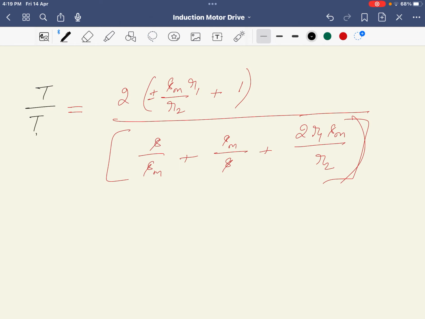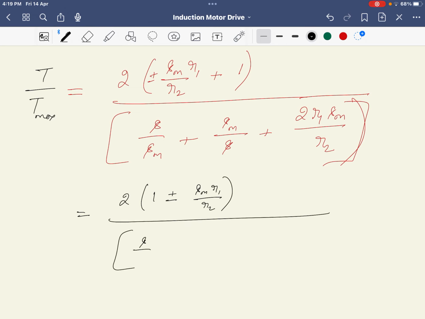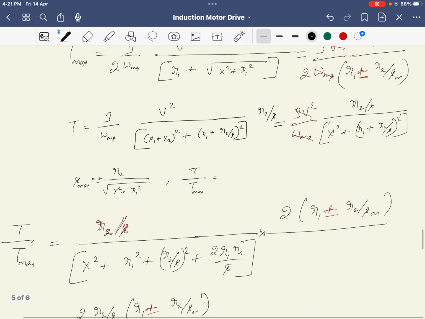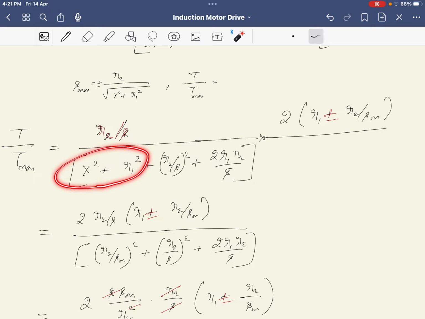this is the expression of torque, T by T max. And if I rewrite it precisely, it will be 2, 1 plus minus SM R1 by R2. This will be at the bottom, it will be S by SM plus SM by S, plus the same thing, 2 R1 SM by R2. Right, and we just want to make sure that all the signs are okay on this bottom and top.